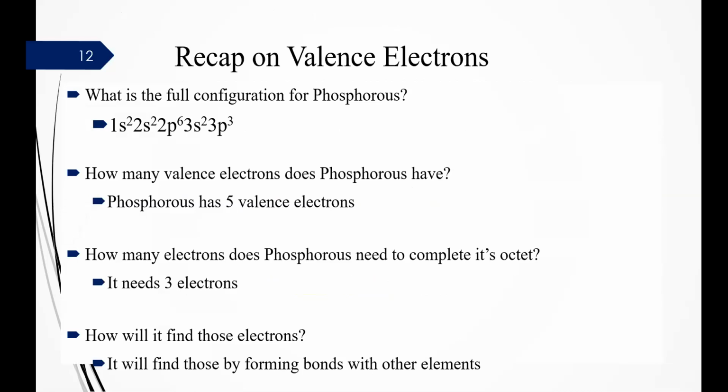So phosphorus should have this electron configuration: 1s2, 2s2, 2p6, 3s2, 3p3. Phosphorus has, oh, sorry, not 7, it has 5 valence electrons. That's the 3s2 and 3p3. That means that it needs 3 electrons to complete its octet, and it's going to get those by forming bonds with other elements. Now, those could be ionic bonds, those could be covalent bonds. That's what we're going to be doing.